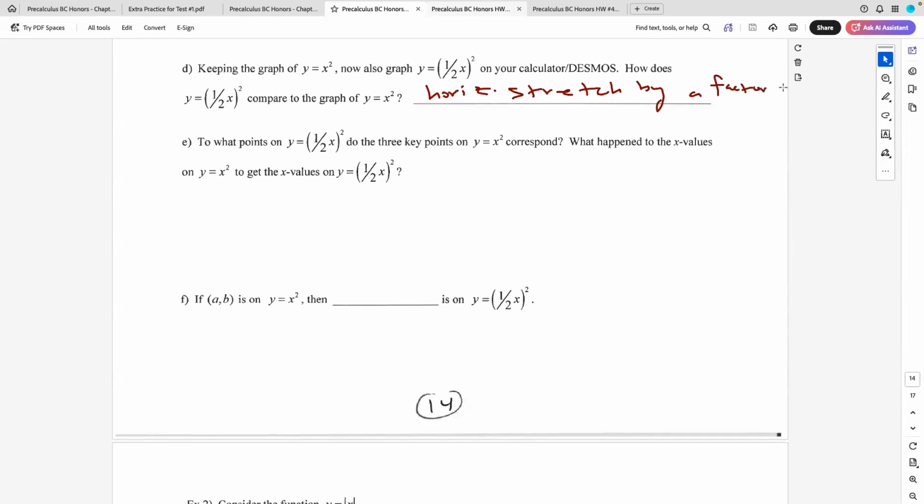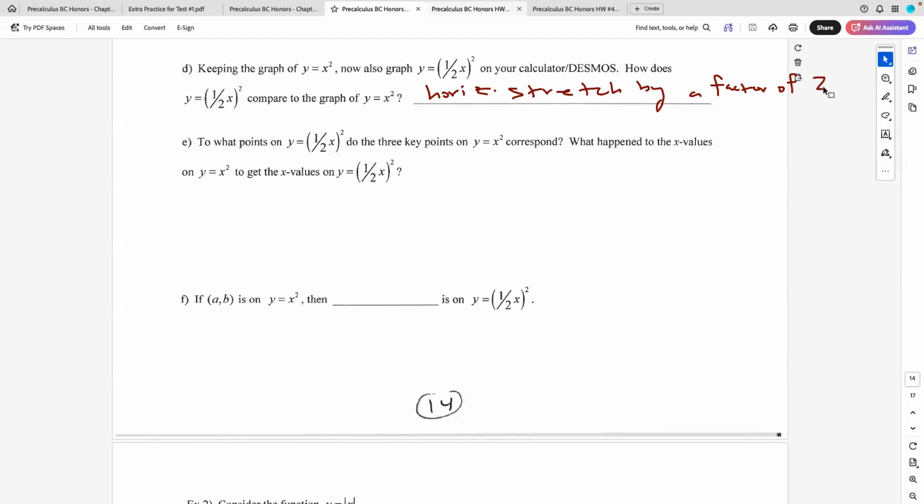We call it vertical. You could, but then it would be a vertical shrink by what factor? One. No, 4. Why 4? Why be a vertical shrink by a factor of 4? What happens if you pull out the 1/2? You get 1/4 x squared. So now it smushes it by a factor of 4. So you can say that if you want. That's totally valid. Let's actually pull up Desmos so we can see that in a moment.